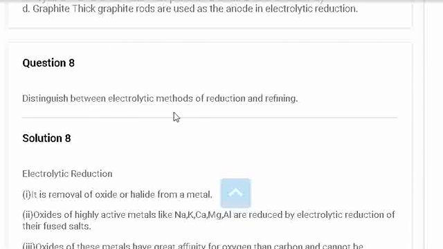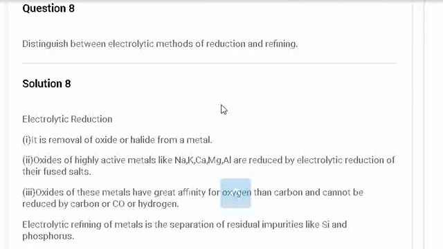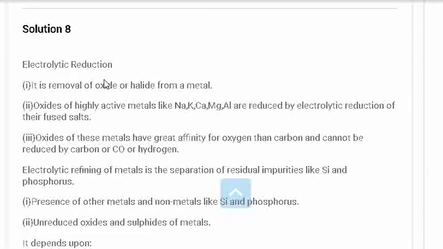Distinguish between electrolytic methods of reduction and refining. Electrolytic reduction is the removal of oxide or halide from the compounds of highly active metals like Na, K, Ca, Mg, and aluminum. These are reduced by electrolytic reduction of their fused states.